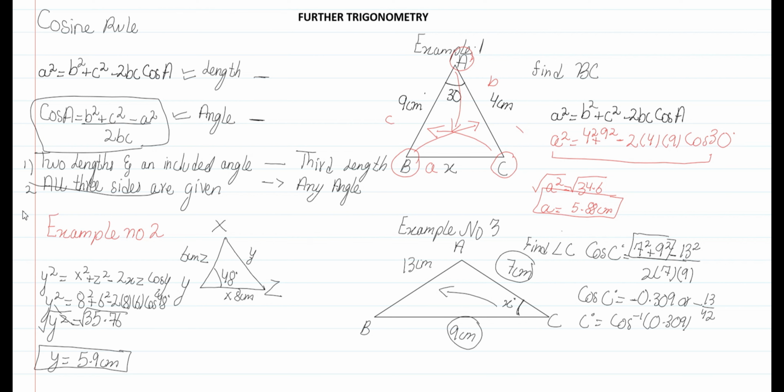So just you have to press the shift, cos value, that is minus 0.309, you will get C degree is equals to 108 degree. So your C is 108 degree. If you have to find out this angle, you have to use the same formula. Just you have to replace this C with A, and then this 13 with 9, and this 9 with 13.